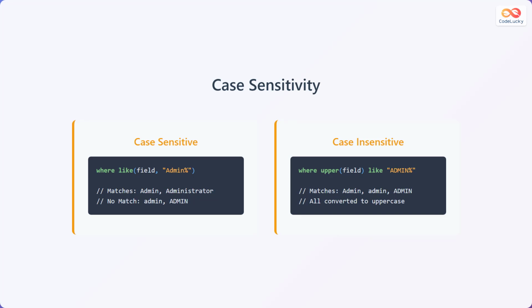The like command is case sensitive by default. When you search for "admin%", it will match admin and administrator, but not Admin or ADMIN in uppercase. To perform case-insensitive matching, combine the like command with the upper function. Use where upper(field) like "ADMIN%" to match all variations by converting everything to uppercase first.